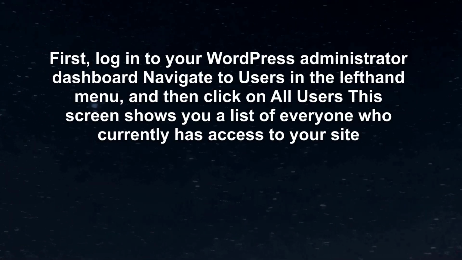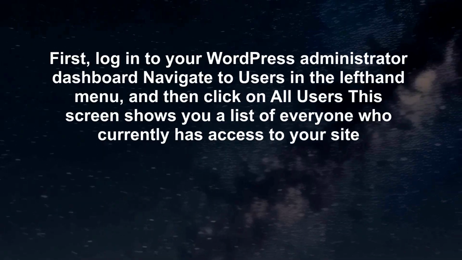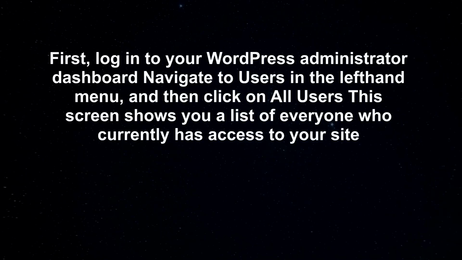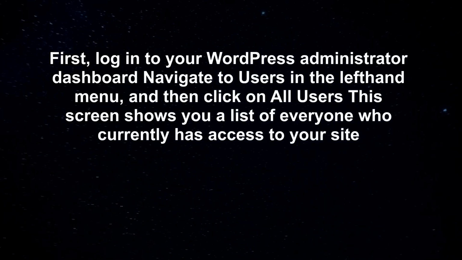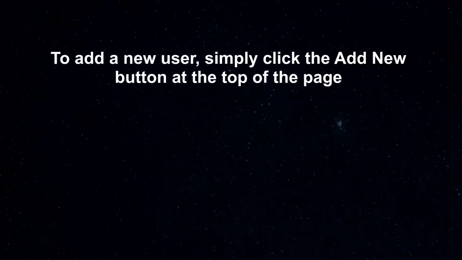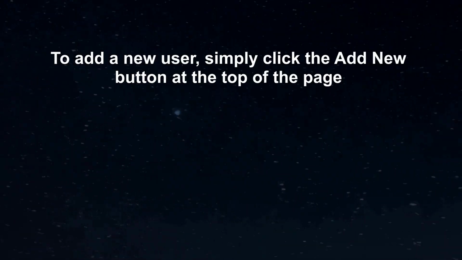First, log in to your WordPress administrator dashboard, navigate to Users in the left-hand menu, and then click on All Users. This screen shows you a list of everyone who currently has access to your site. To add a new user, simply click the Add New button at the top of the page.